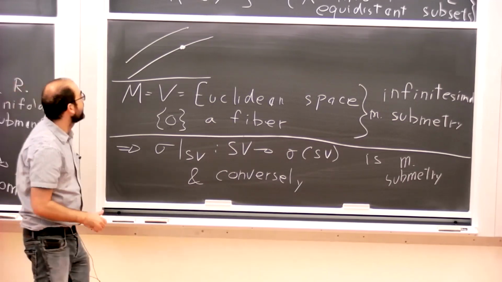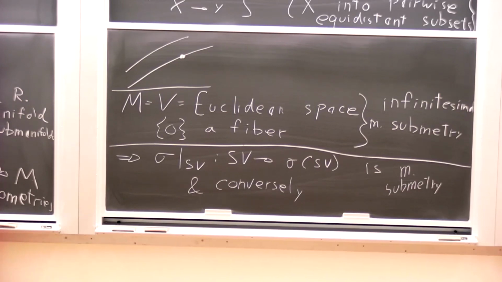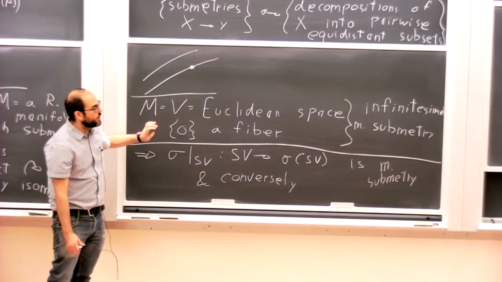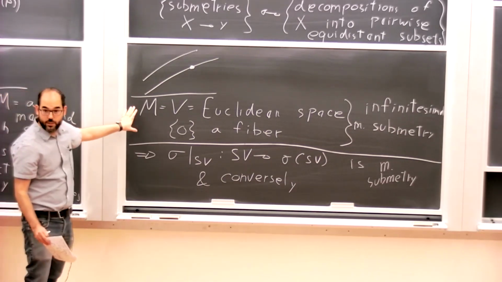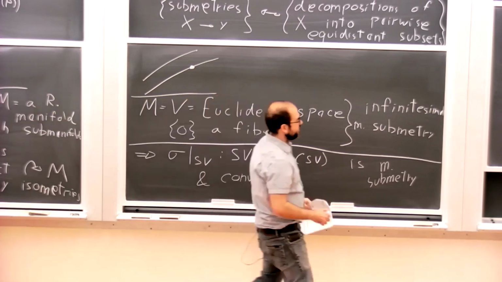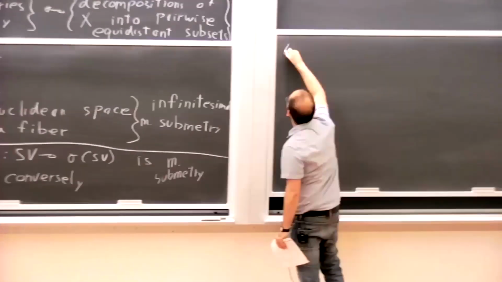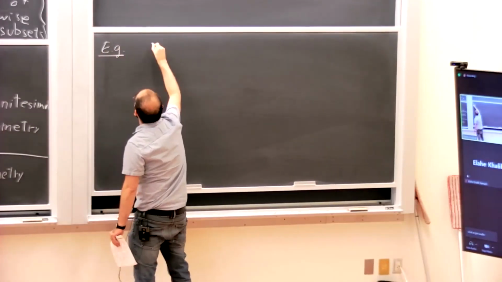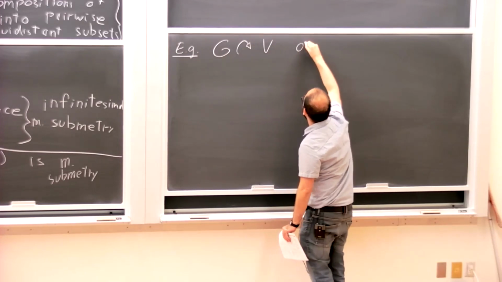So as I mentioned here, what are some examples? In general, group actions are examples. Here, I want 0 to be a fiber, so a representation: any orthogonal representation of a compact group will give you an example of such an object.